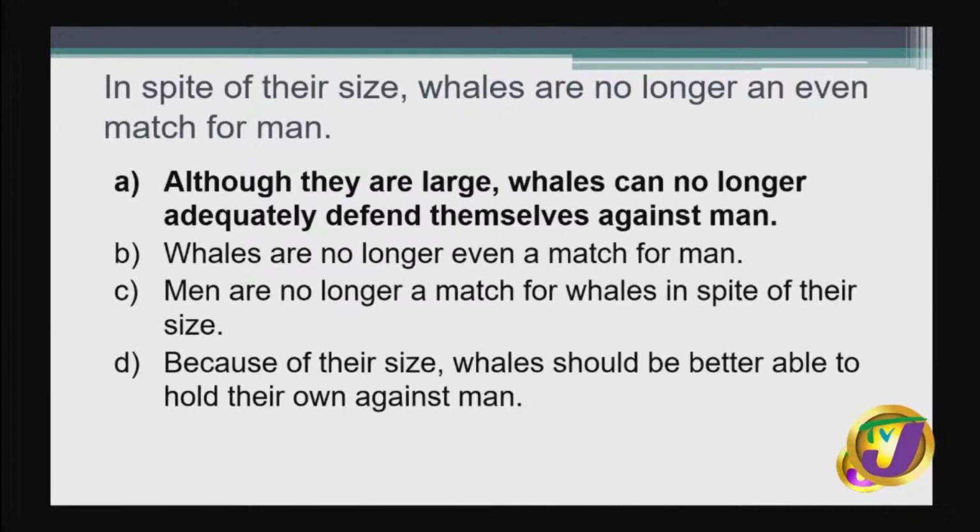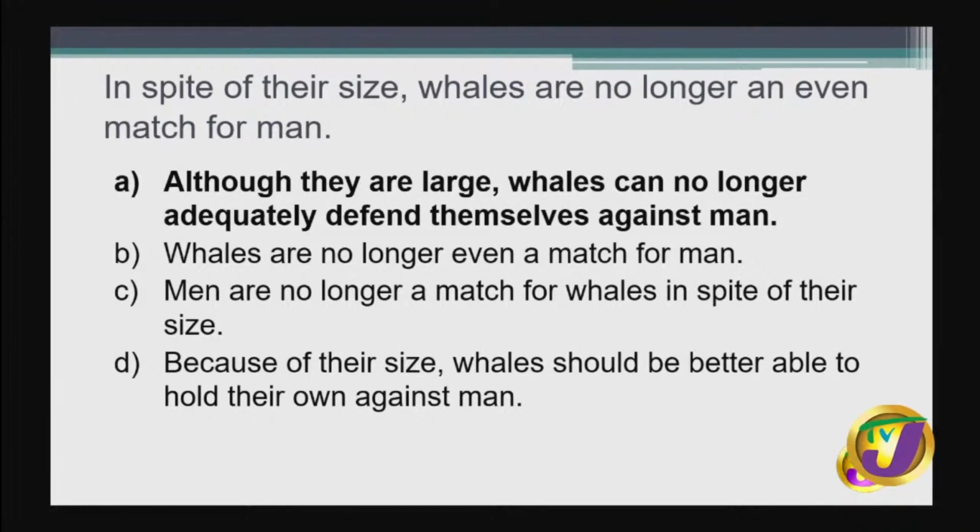We have a winner. The first one out the gate. But remember what I said, not because you like the first one means you mustn't read the rest. You still have to read them. So, in spite of their size, although they are large, same idea being compared. Whales are no longer an even match for man. Whales can no longer adequately defend themselves against man. So this sentence is longer, but it does have the same meaning coming through.